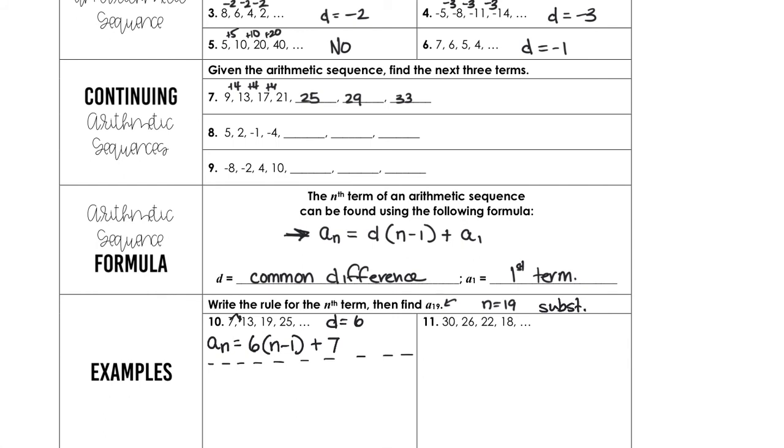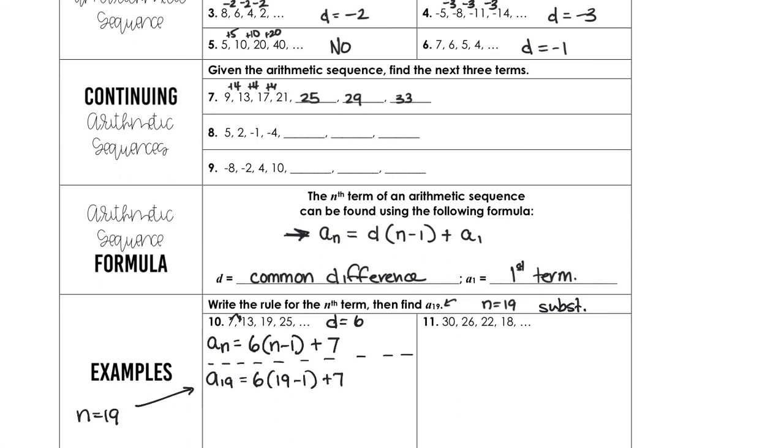And from here, what I can do is find a sub 19. So a sub 19 is literally just doing substitution. So from this problem, we're going to write n equals 19. That's the idea. It gets me to do substitution. So wherever I see an n, I can replace it with 19. So this equals 6 times 19 minus 1 plus 7.